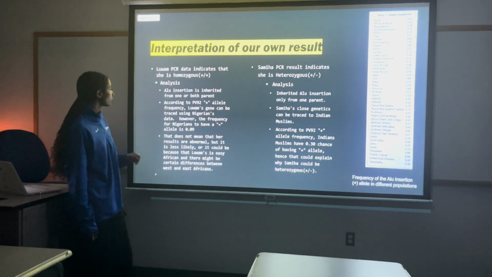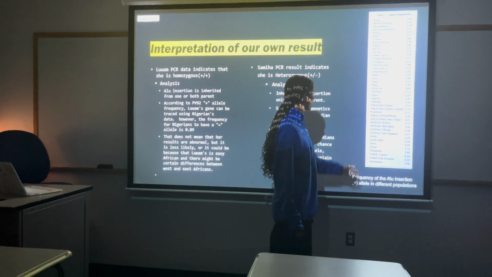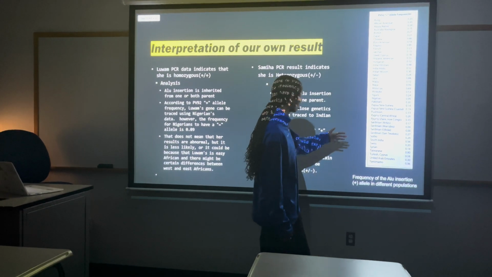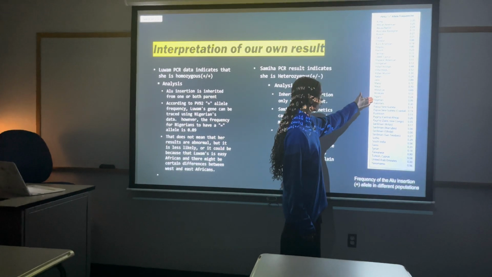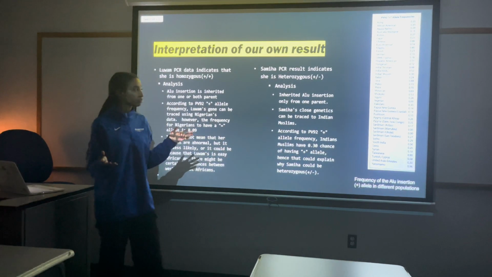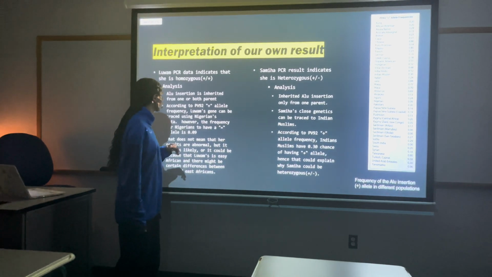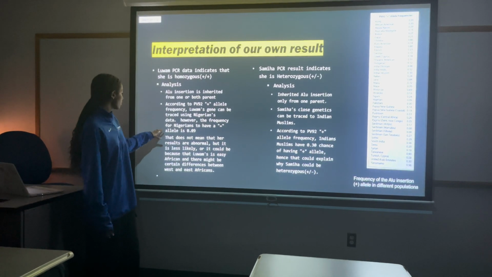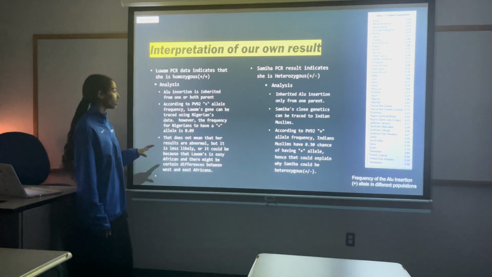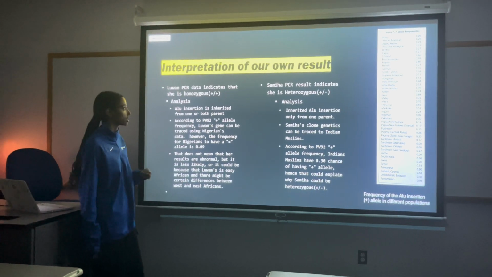So according to my result, I checked the frequency of the allele insertion, and based on our research, I am closer to the Nigerian, which is 0.09. But the thing is, that's a small frequency to get a homozygous dominant. So we came up with the idea that it might be because I'm from East Africa, and Nigeria is in West Africa, and that could cause some differences.